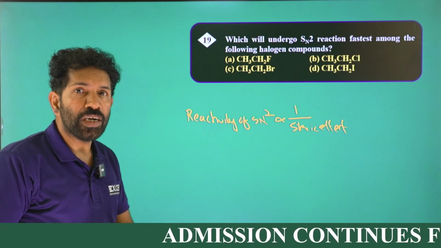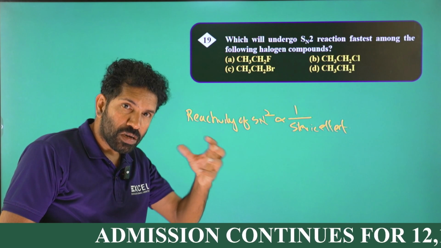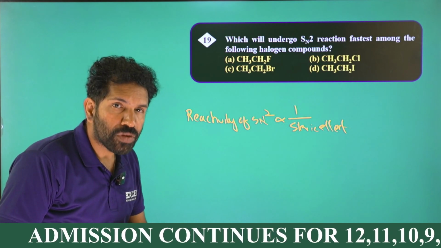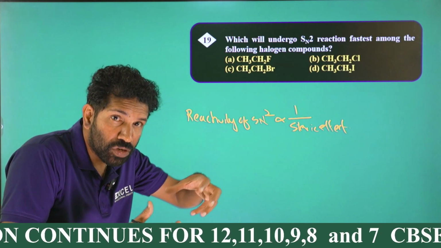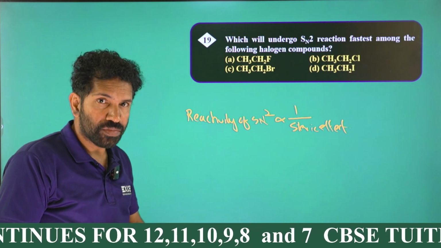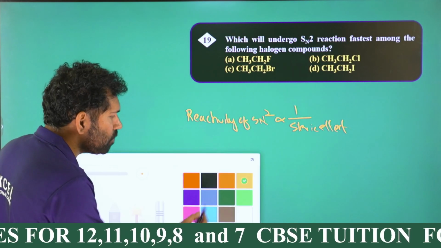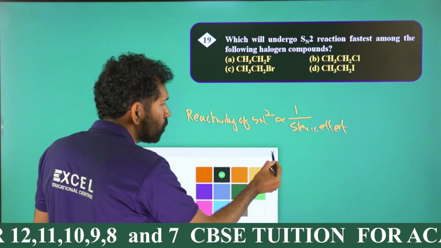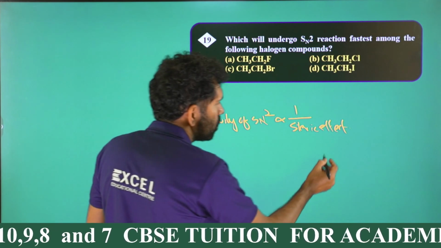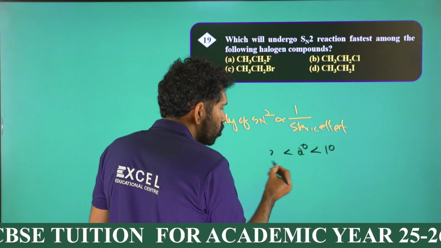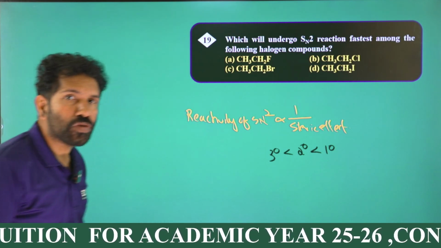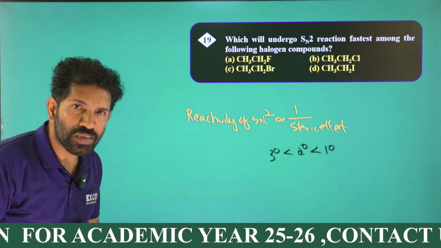Steric effect we already learned. The nucleophile will attack the carbon atom from behind. The repulsion experienced during the attack is called steric effect. So the order of reactivity we studied already. What is the order of reactivity of SN2? Primary, then secondary, then tertiary, like that.